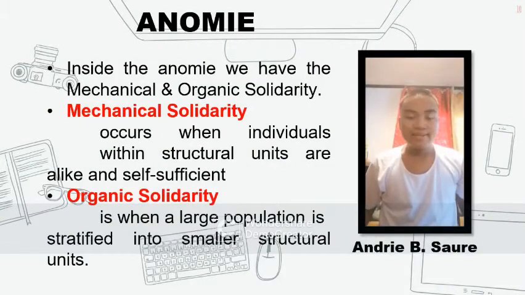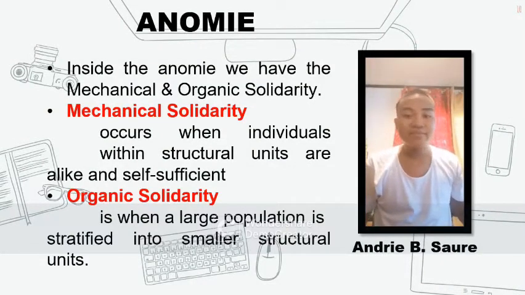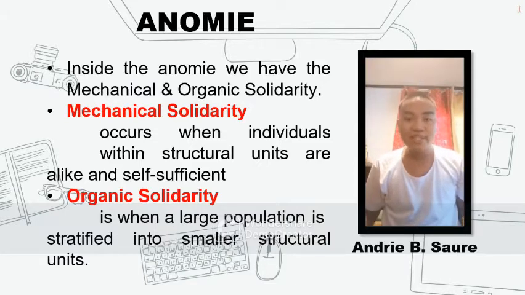And the last theory is anomie. Inside anomie, we have the mechanical and organic solidarity. Mechanical solidarity occurs when individuals within structural units are alike and self-sufficient. For example, in traditional societies, people grew their own food, made their own clothes, and had little need for extensive social contact with others because they did not have to rely on others for daily needs.